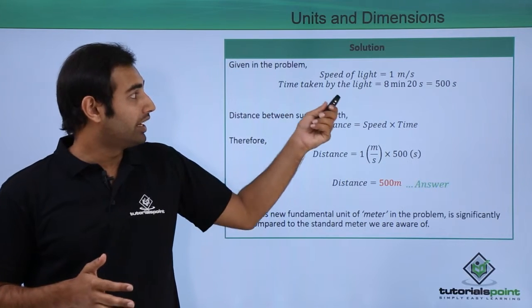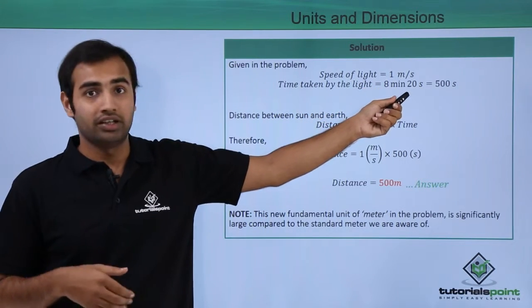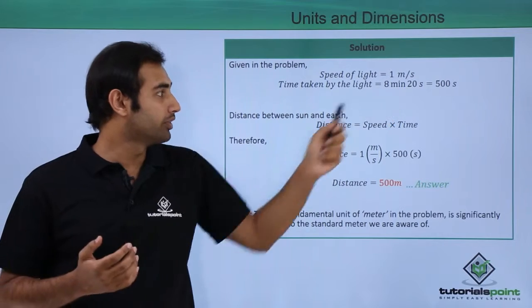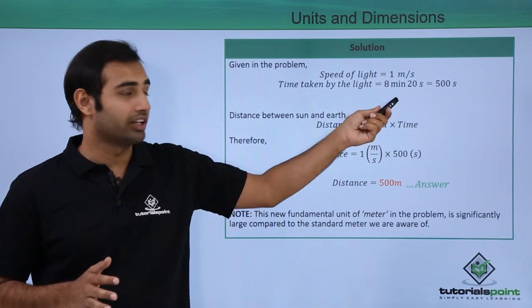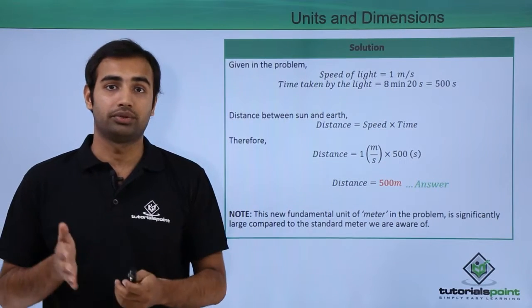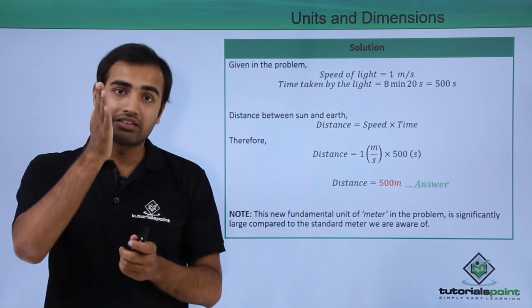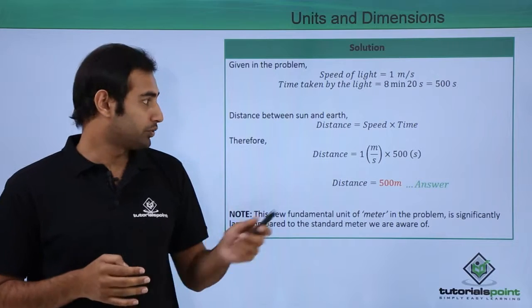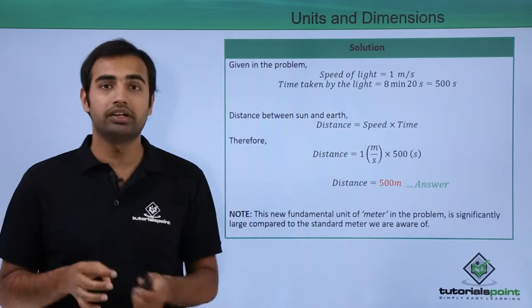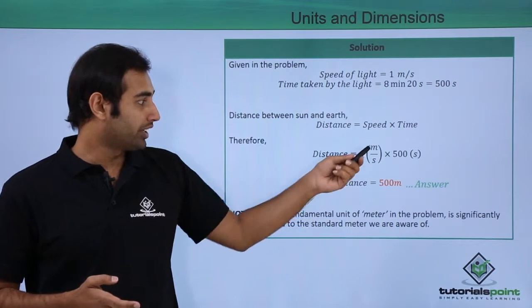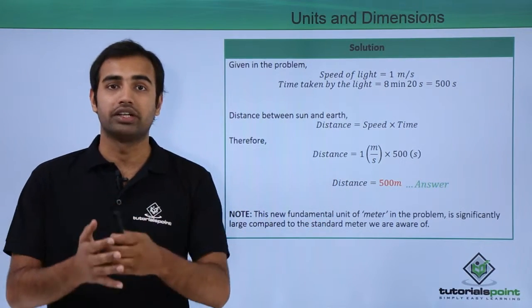So time taken by light is also given as 8 minutes 20 seconds, which upon conversion into seconds gives me 500 seconds as the answer. So now once I have been given the speed of light and the time taken by the light to travel the distance, I can easily calculate distance as speed into time. So that's what I have written here, distance is speed into time, which comes out to be 1 meter per second multiplied by 500 seconds. So over here I can simply get the distance as 500 meters.